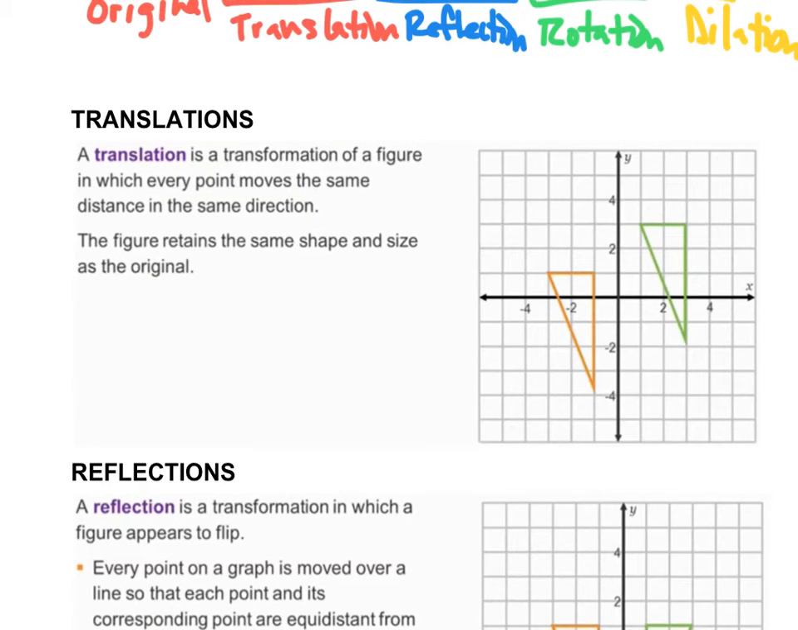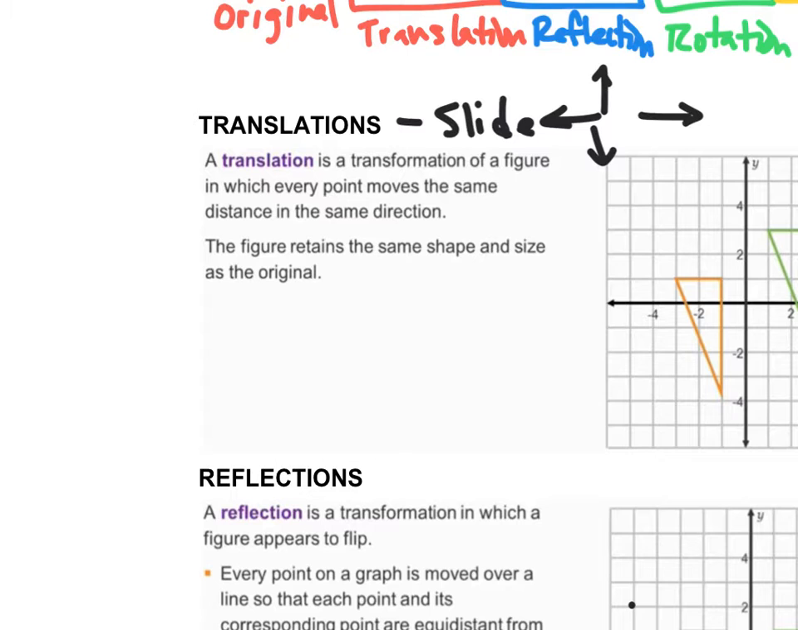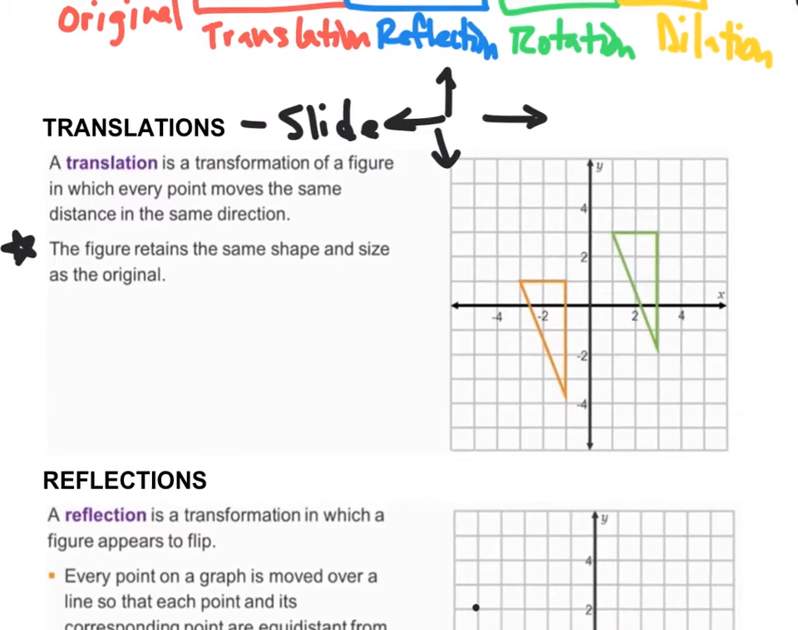Okay, a translation is a transformation of a figure on which every point moves the same distance in the same direction. Okay, remember a translation is a slide. Okay, however, we can move things left, right, up, or down, okay? And so, sometimes we move things on a diagonal, okay? And the figure retains the same shape and size as the original. This is really important, okay? When we do a translation, the figure doesn't change size, all right? We have the same shape, it's just simply moved over, all right?